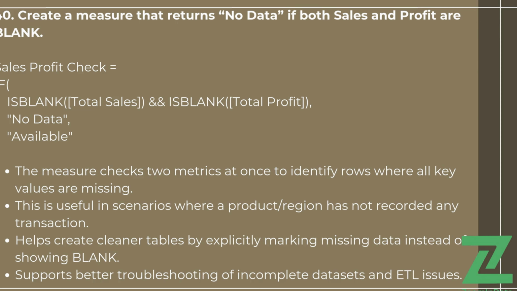It is useful in scenarios where a product or region has not recorded any transactions. Using this measure helps to create cleaner tables by explicitly marking missing data instead of showing blank values. It also supports better troubleshooting of incomplete datasets and ETL issues. For example, writing Sales Profit Check = IF(ISBLANK(Total Sales) && ISBLANK(Total Profit), "No Data", "Available") will flag rows where both sales and profit are missing.